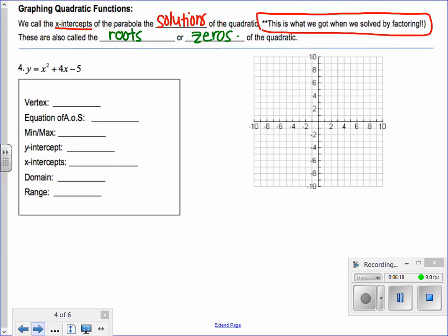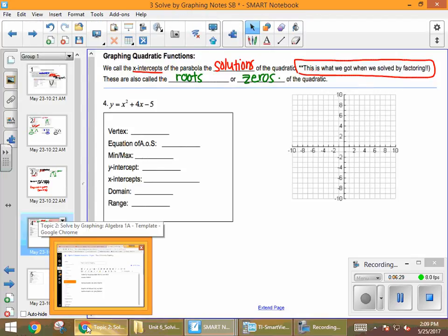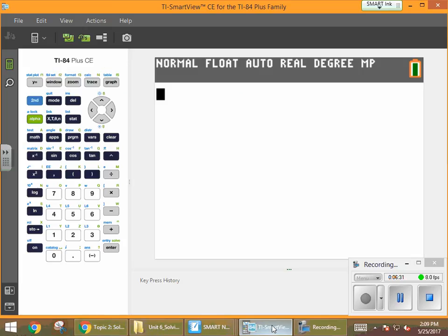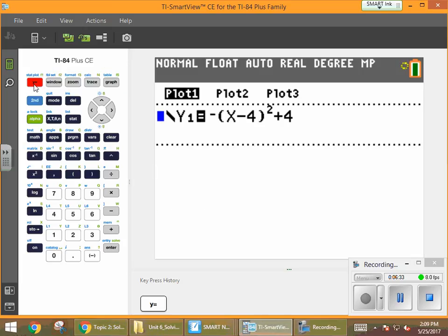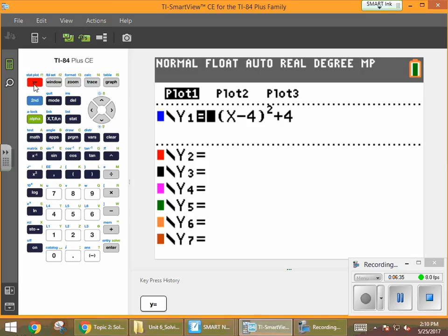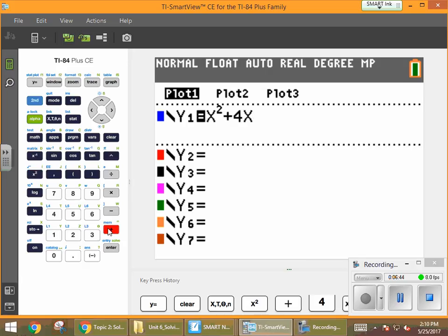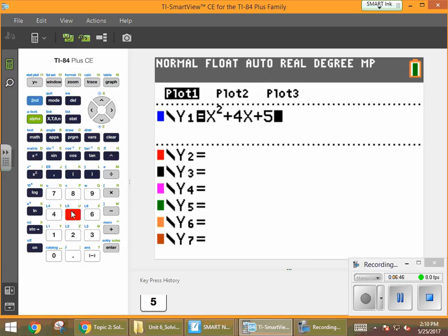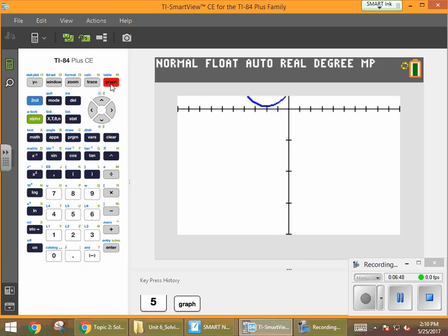So what you need to do is get out a graphing calculator. You can't graph a quadratic without a graphing calculator. We're going to graph x squared plus 4x minus 5 using our calculator. Pull up your calculator and go to the y equals. When we graph, we have to make sure that everything is cleared out. And we're going to graph x squared plus 4x plus 5. Now, I can hit graph, and this is going to show me a picture.